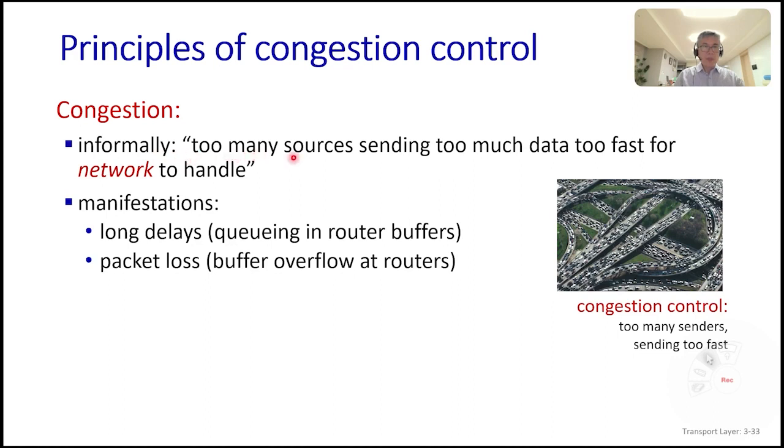Informally, congestion means too many sources are sending too much data too fast for the network to handle. Manifestations: long delay, queuing in router buffers. Okay, we have an analogy: packet loss, buffer overflow at the router.